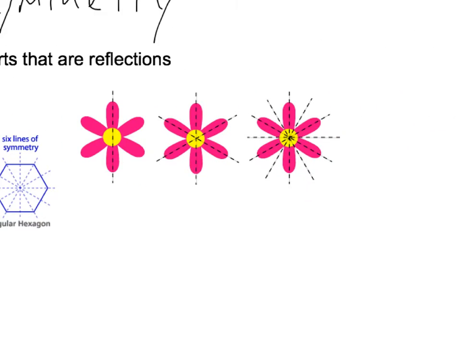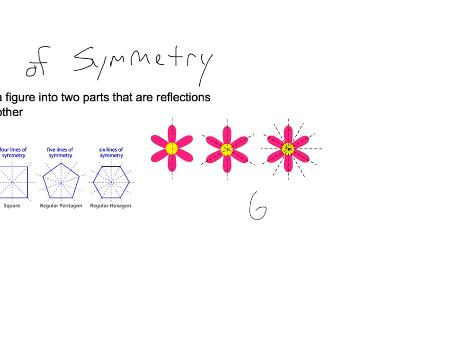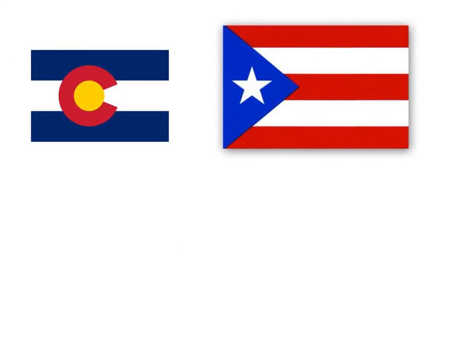Now, like this flower here, how many lines do we have? Well, this is 1 all the way across. So 1, 2, 3, 4, 5, 6. 1 again, 2, 3, 4, 5, and 6. So it's got 6 lines there. Why don't you take a second and tell me how many lines of symmetry each of these have, and then see if you can guess what flag they are.